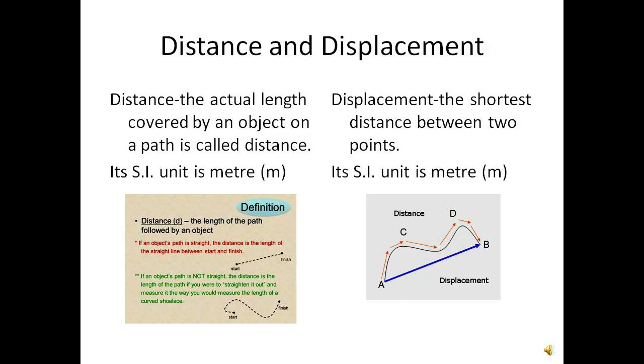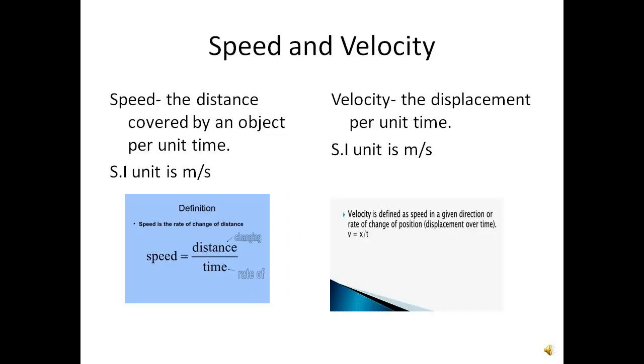That's the displacement. Next, speed and velocity. Speed is the distance covered by an object per unit time. You can simply describe speed as distance upon time. Its SI unit is meter per second. Next, velocity. Velocity is the displacement per unit time. Its SI unit is also meter per second.